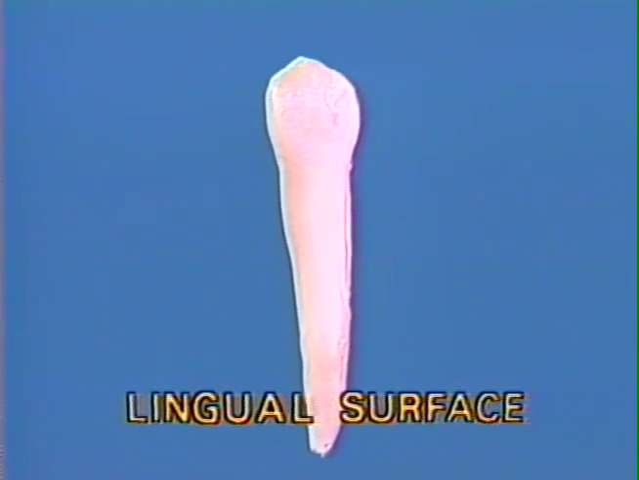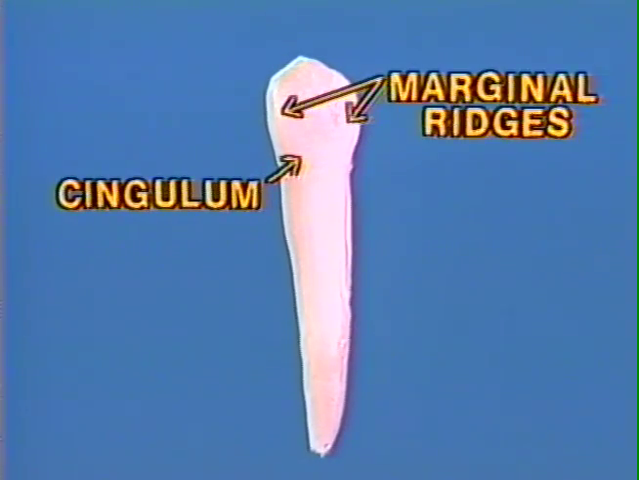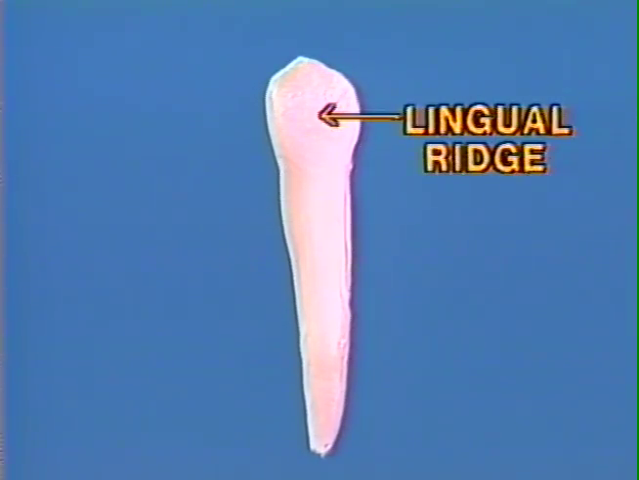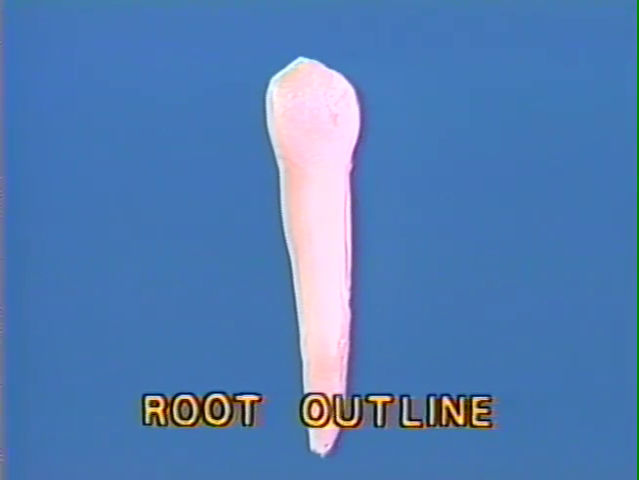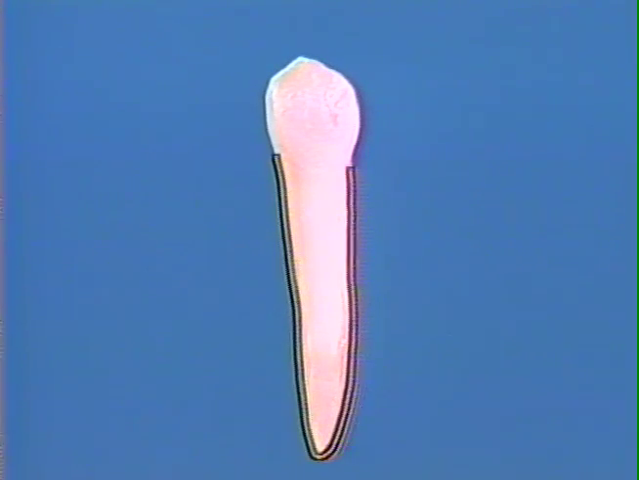Lingual surface. The lingual surface is smoother and lacking in detail when compared to the maxillary canine. The cingulum and marginal ridges are less prominent. The lingual ridge is also less pronounced, with relatively shallow distal lingual and mesial lingual fossae. Root outline. The outline of the root, viewed from the lingual, is the same as that seen from the labial aspect, that is, tapering uniformly to a relatively sharp apex.